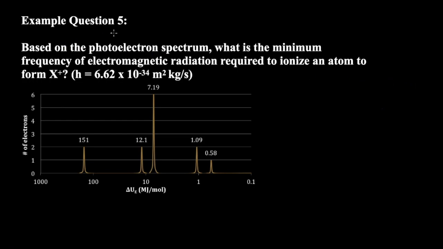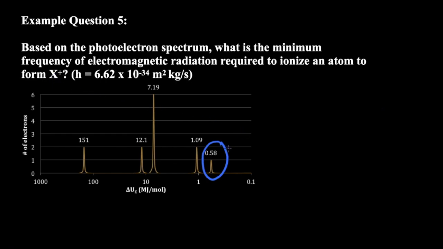Example question 5 says, based on the photoelectron spectrum, what is the minimum frequency of electromagnetic radiation required to ionize an atom to form X with a positive charge? This is the photoelectron spectrum for this X chemical, and we want to make this a positive charge. So we're going to have to remove an electron, just this one electron right here. Whenever we do that, we're going to get this chemical with a positive charge.